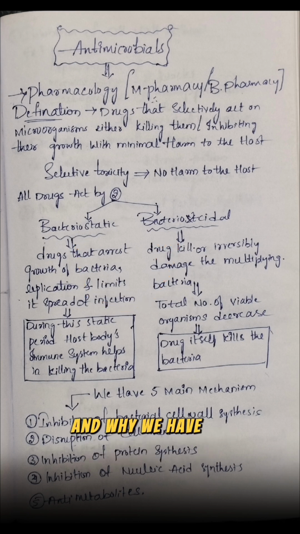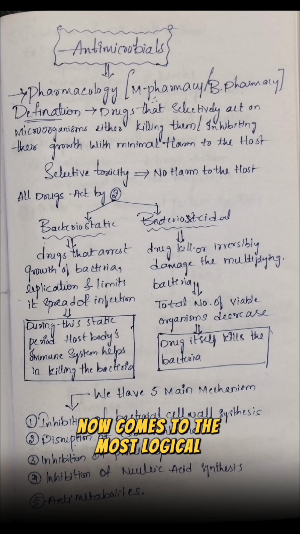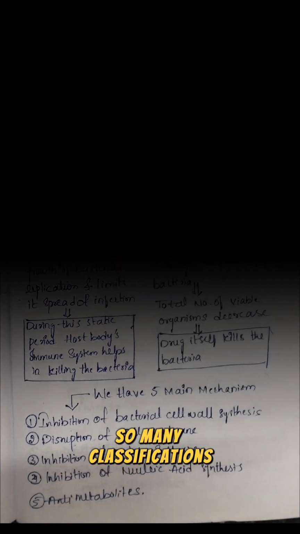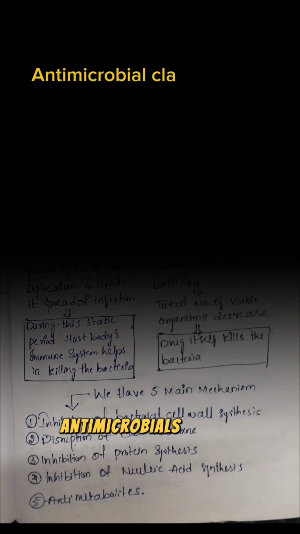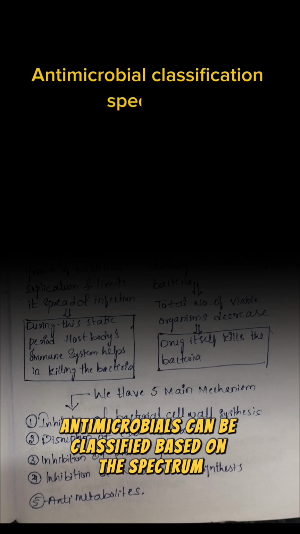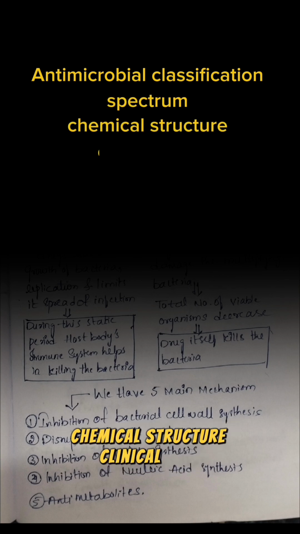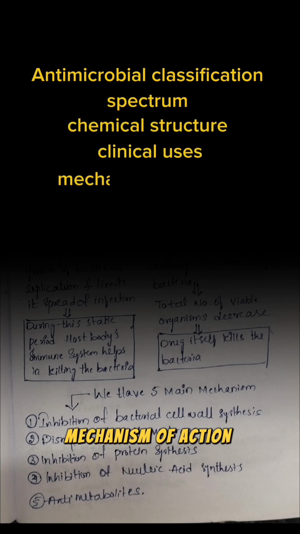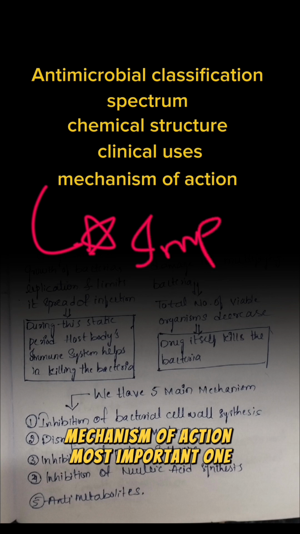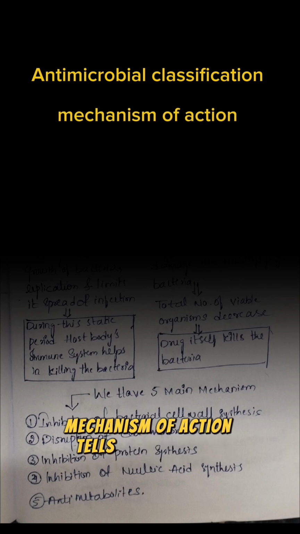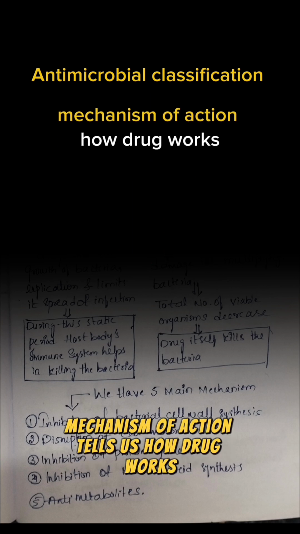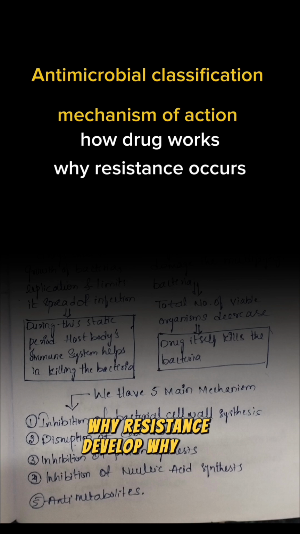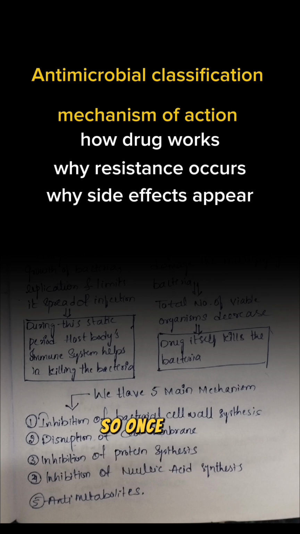And why do we have to classify the antimicrobials? Now comes the most logical question: why so many classifications? Because antimicrobials can be classified based on the spectrum, chemical structure, clinical uses, and mechanism of action. Most important one, mechanism of action tells us how the drug works, why resistance develops, why side effects occur. Once you understand the mechanism, you don't need to blindly memorize everything.